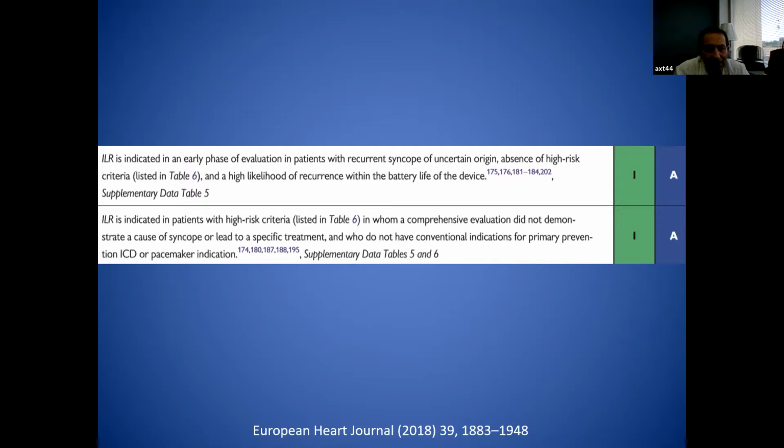And ILR is indicated in patients with high-risk criteria in whom a comprehensive evaluation did not demonstrate a cause of syncope. So as an example, let's say somebody has an ejection fraction of 40% and they had syncope, and you brought them in and you've done everything.